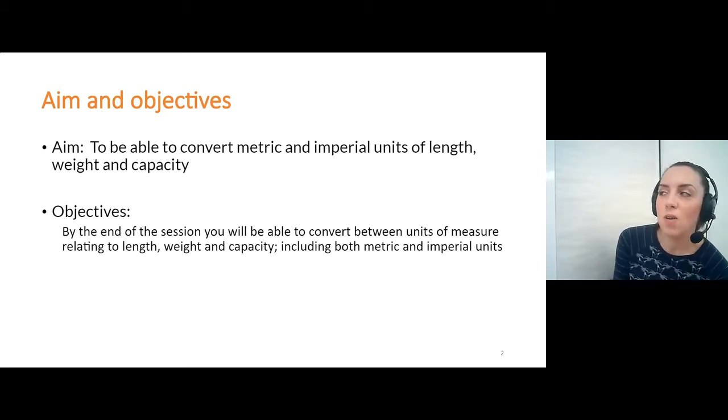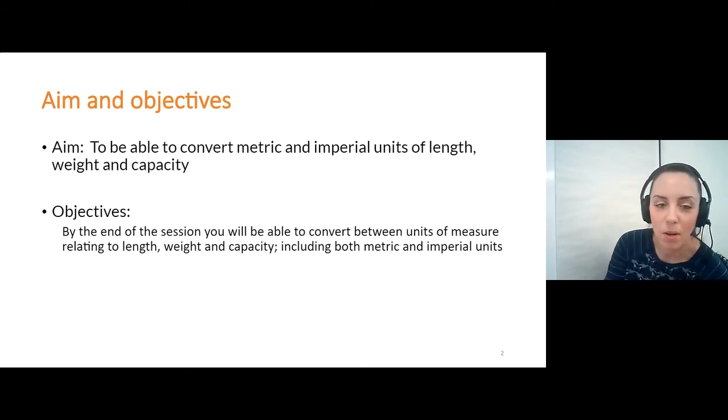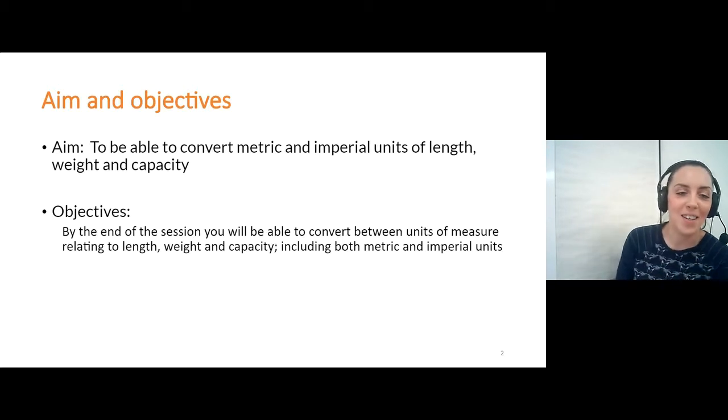Does anybody know the year that metric came in the UK? I'll let you ponder that one and add your answer in a chat whenever you're ready.